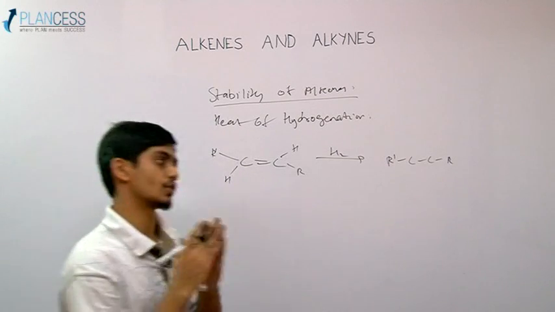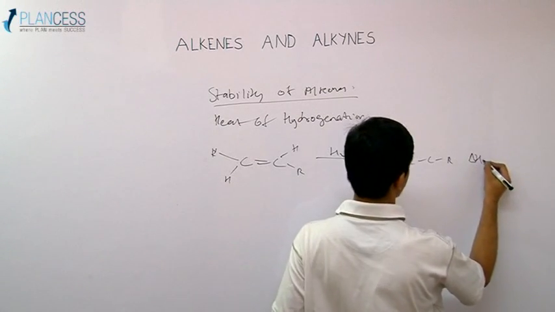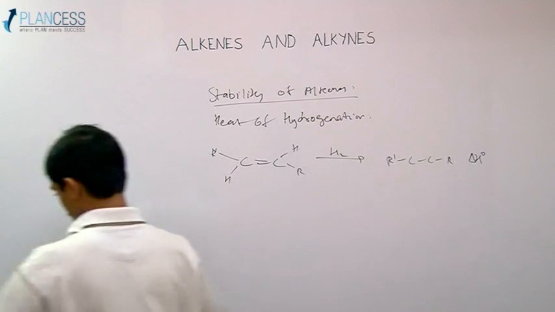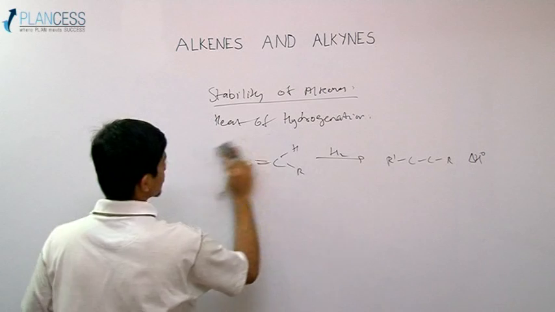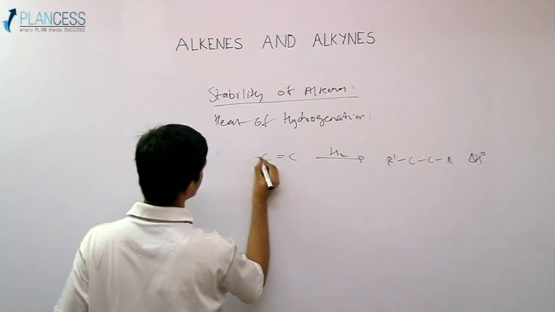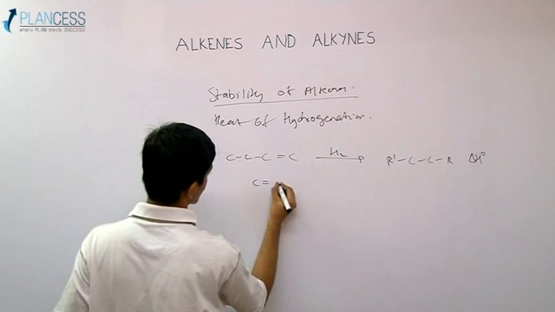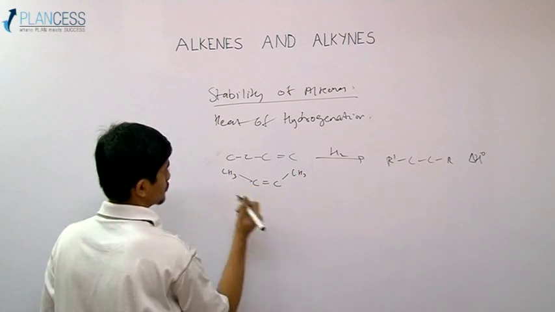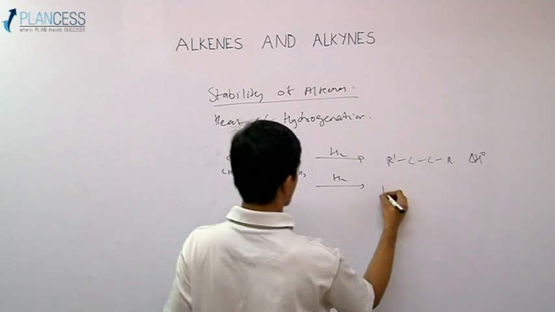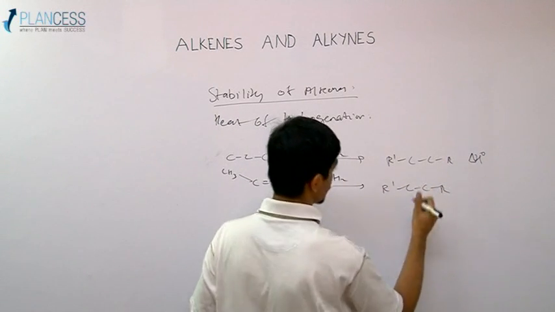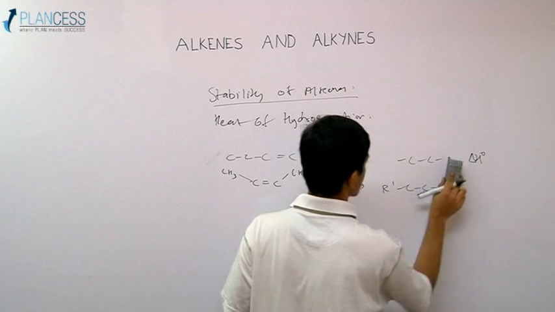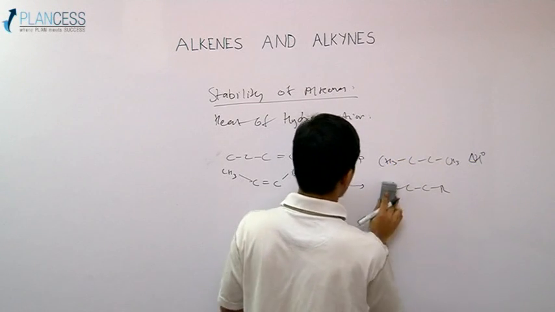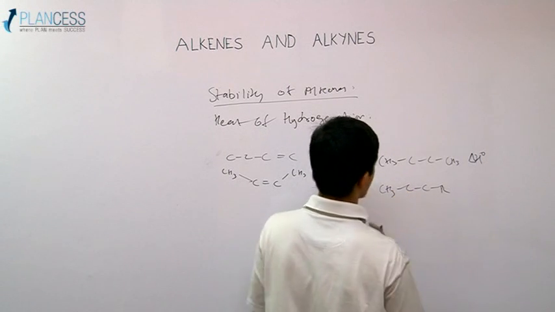So this will release some amount of heat, delta H naught. If you take 3 alkenes, let me take some particular examples. I will take 1 butene, I will take 2 butene, but here I will take the cis ones, H2, we get the same alkane. R dash and R are CH3, CH3, CH3, here also CH3, CH3.